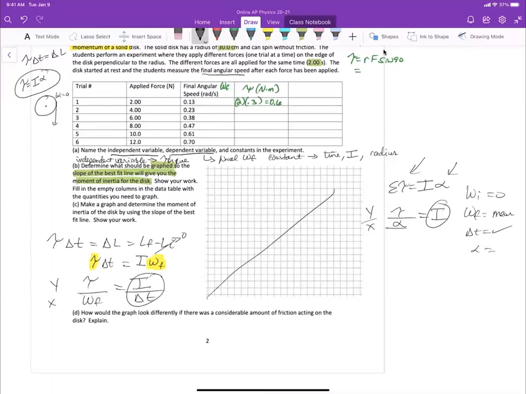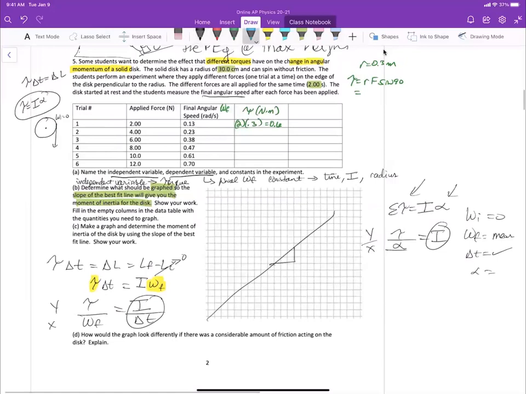You will for sure get a straight line, and depending on which one you graph, you would have to calculate those things. You don't have to calculate anything if you use angular speed. If you use the other, you have to calculate angular acceleration. You'll get the same thing.